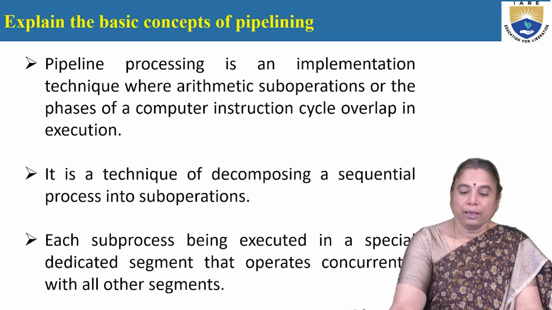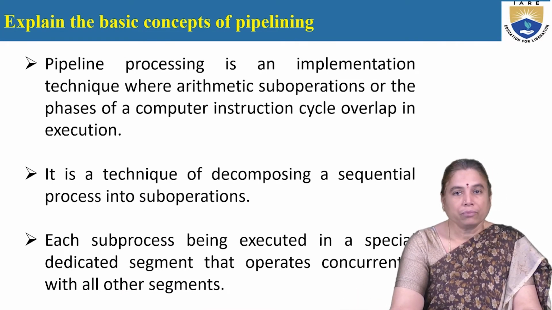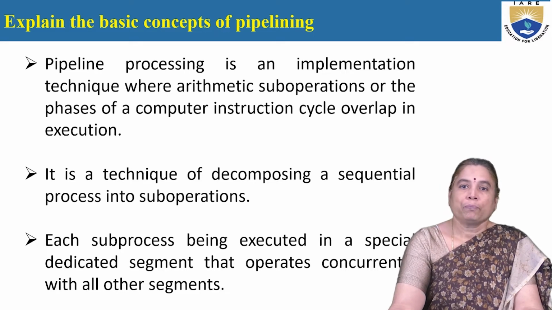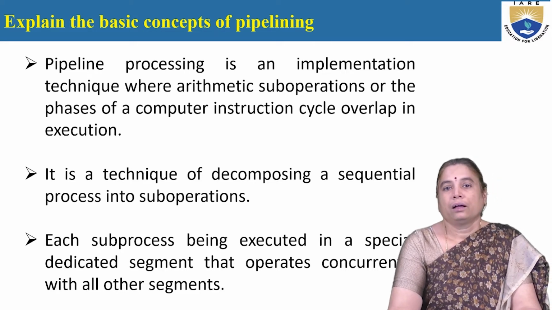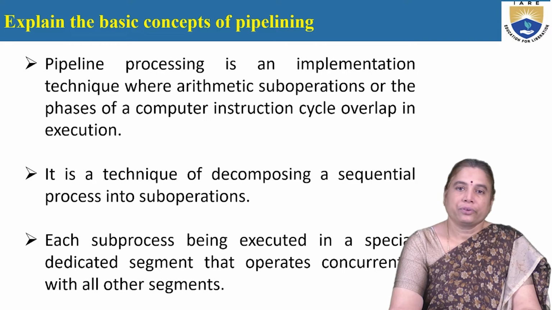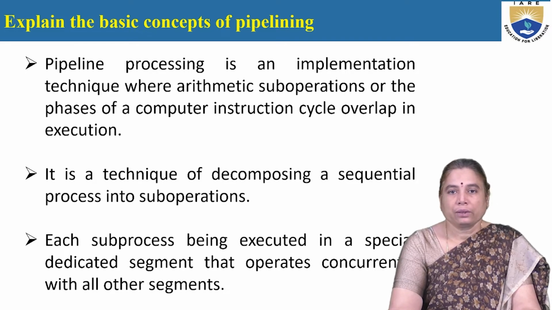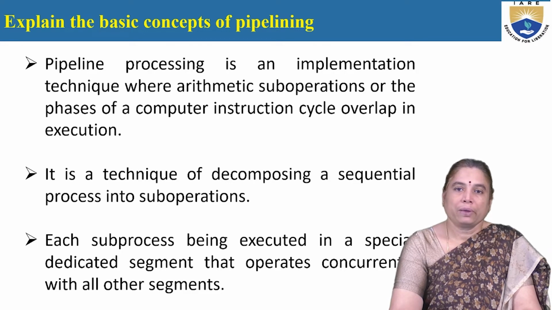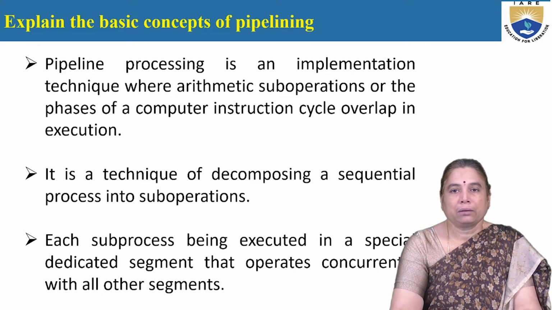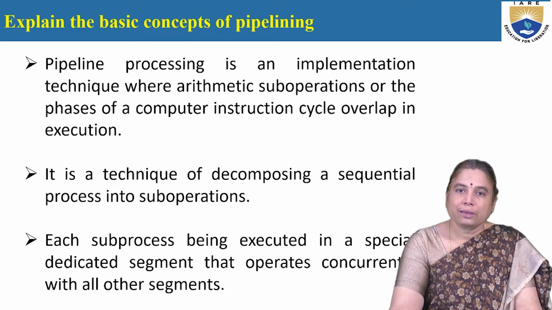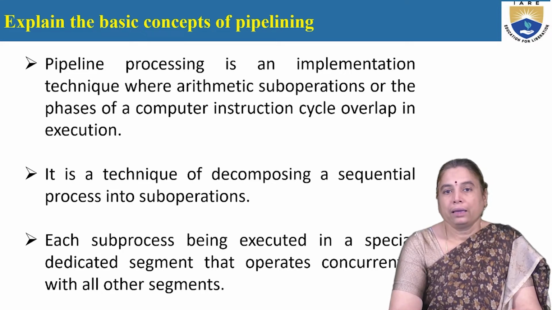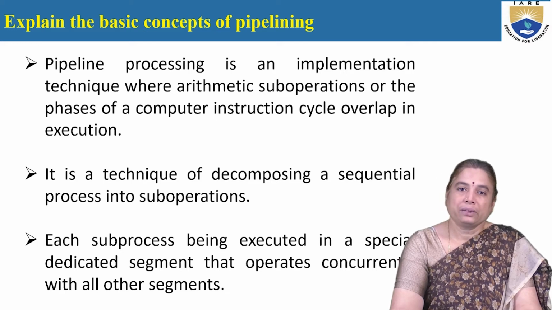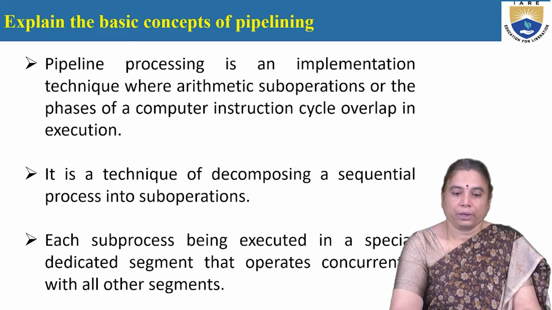Next question is, explain the basic concept of pipelining. So parallel processing is one of the characteristics of multiprocessor systems. That means more than one task can be concurrently executed at the same time in a parallel processing system. This can be achieved by implementing a multiplicity of functional units or through the pipelining concept.